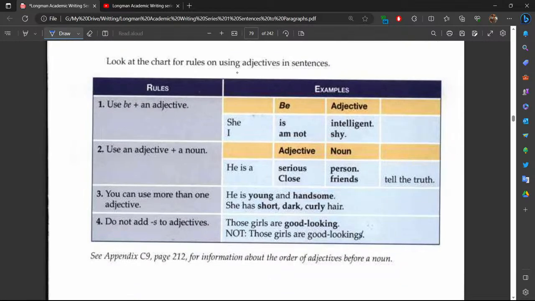Look at the chart for rules using adjectives in sentences. Rule one: use be plus an adjective. She is intelligent. I'm not shy. The second rule: use an adjective plus a noun. He is a serious person. He is a close friend. Tell the truth.